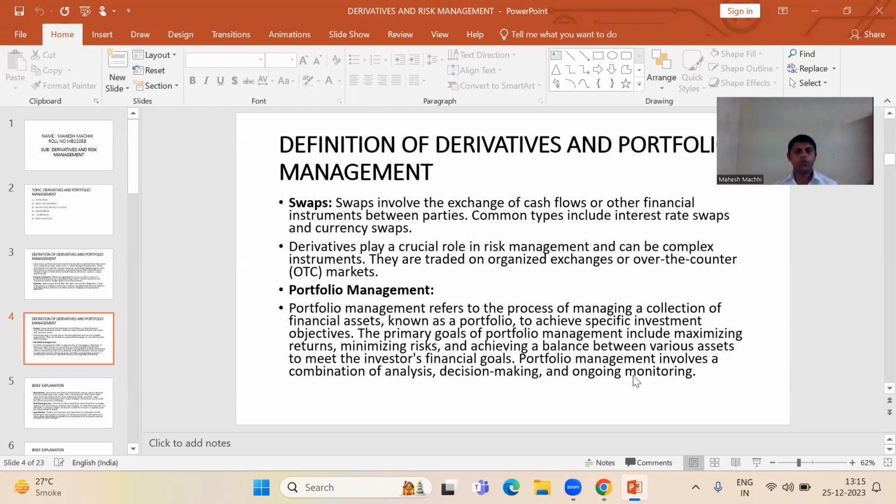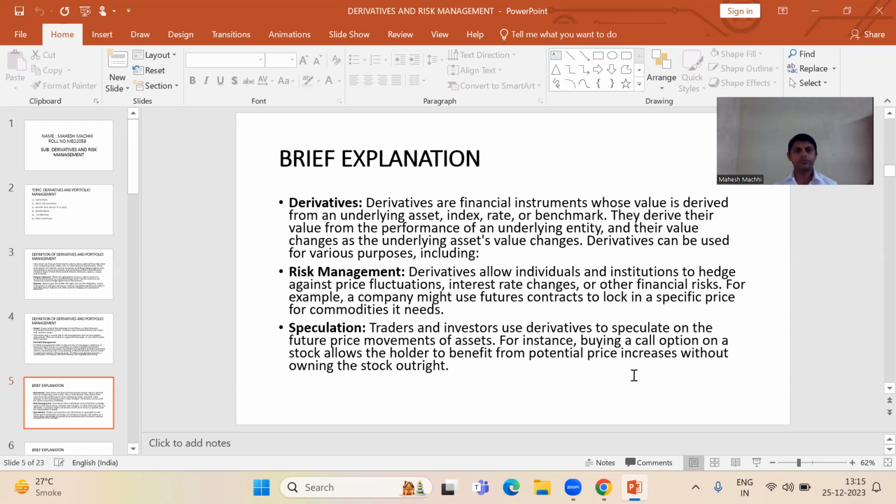Portfolio management. Portfolio management refers to the process of managing a collection of financial assets, known as a portfolio, to achieve specific investment objectives. The primary goals of portfolio management include maximizing returns, minimizing risk, and achieving a balance between various assets to meet the investor's financial goals. Portfolio management involves a combination of analysis, decision making, and ongoing monitoring.